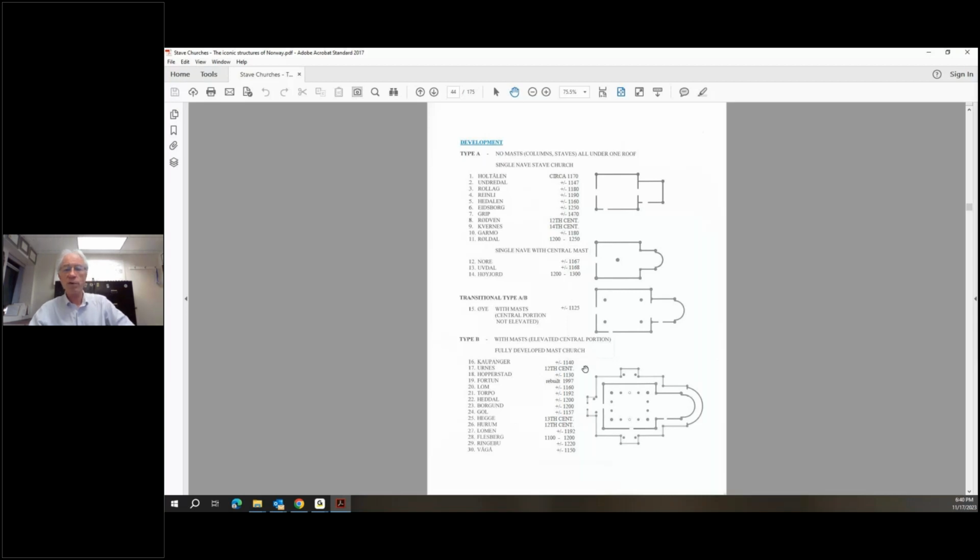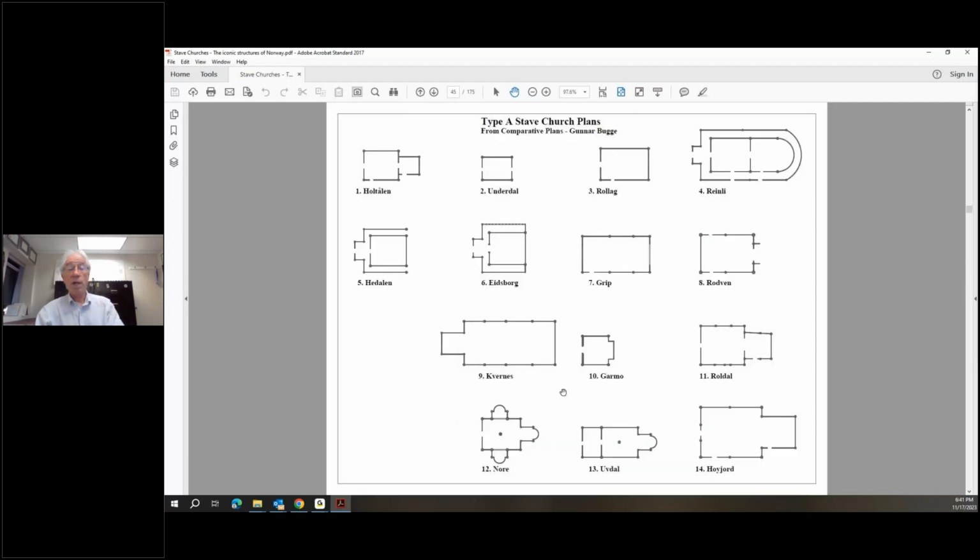Okay. So it's kind of interesting in that we didn't have that progression from simple to complex, because there were multiple builders of these structures and they kind of learned from what they had built previously. So I took Gunnar Bugge's floor plans, and he had scale to his drawings. They were very small, but I put them into AutoCAD in scale so that I could see these in relation to one another. And I've organized them. This is all type A Stave churches. So these are the very simple ones.